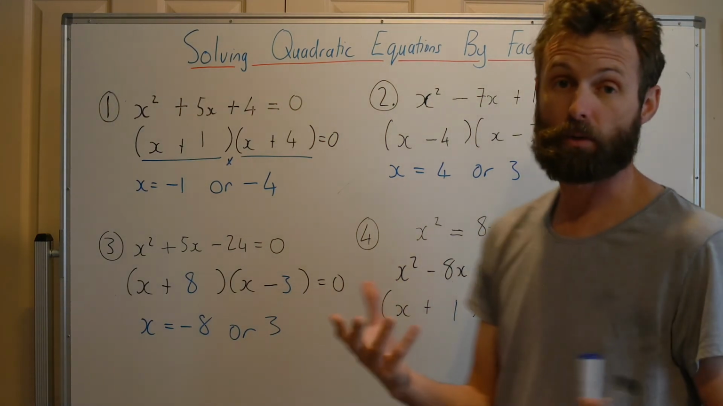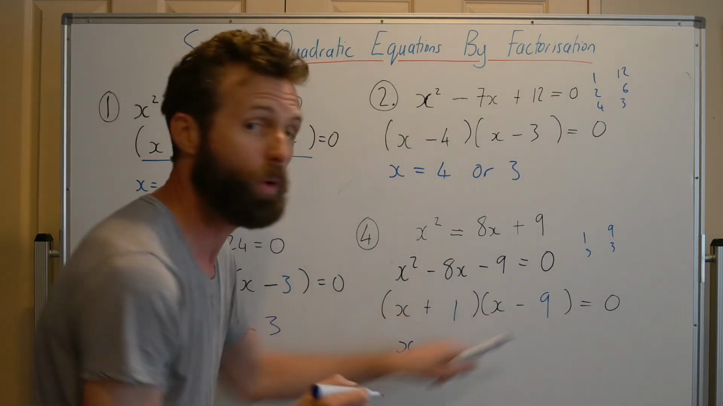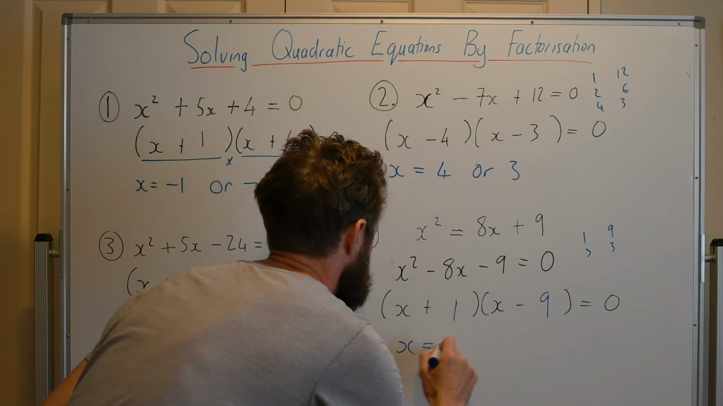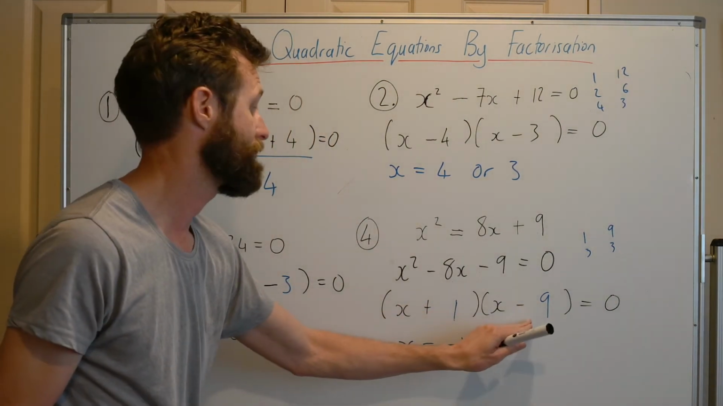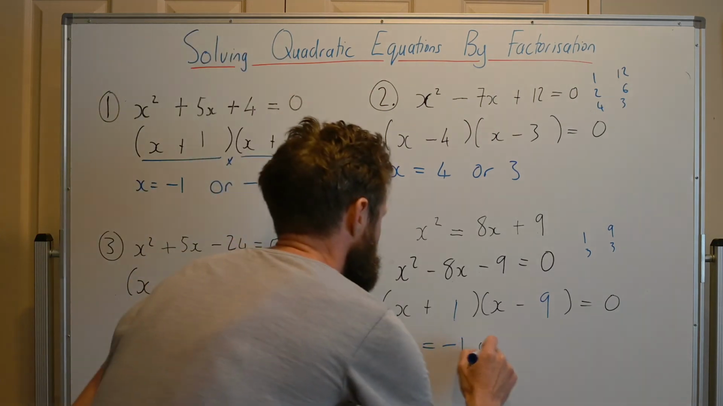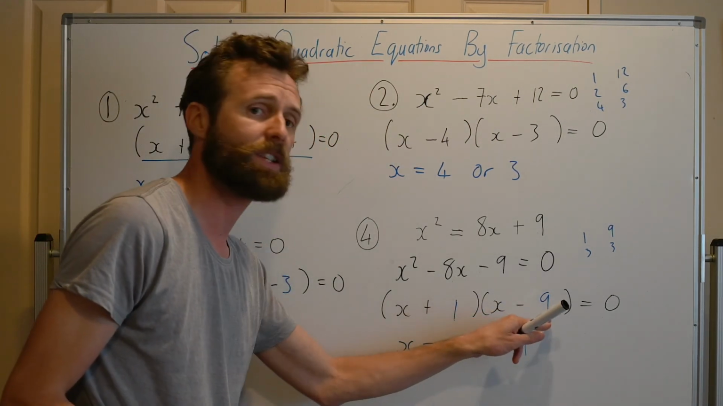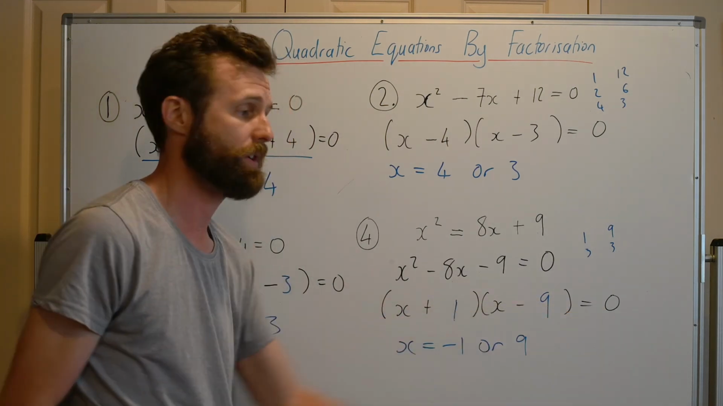And now finally we are ready to solve the equation. So we've got two values for x to make this whole thing equal to 0. X could be minus 1, couldn't it? Minus 1 plus 1 is 0. 0 times anything is 0. Or the other option is 9, because if we put a 9 in here, 9 minus 9 is 0. 9 plus 1 is 10. 10 times 0 is 0.